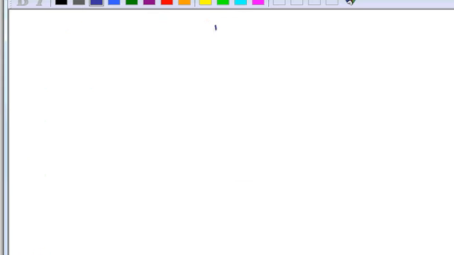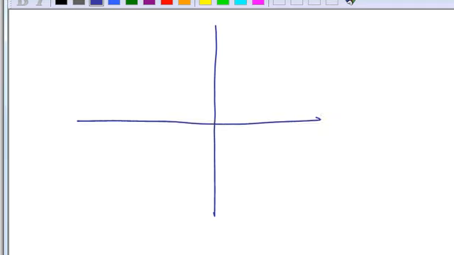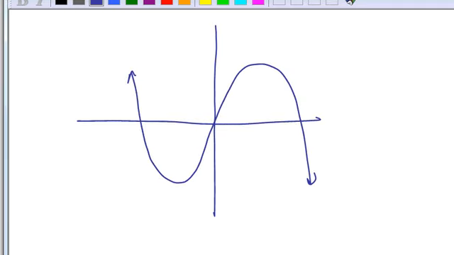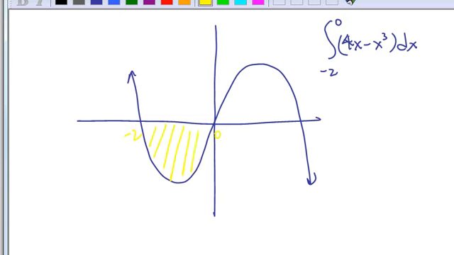So I'm going to insert a new page. I'm actually going to regraph my function. So my question is, what do you think would be the integral between -2 and 0 of the same function? If we think of it as interpreting what it means in terms of area, between -2 and 0, so that's between here and here, we're looking at that area.